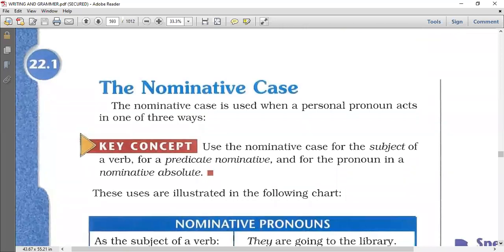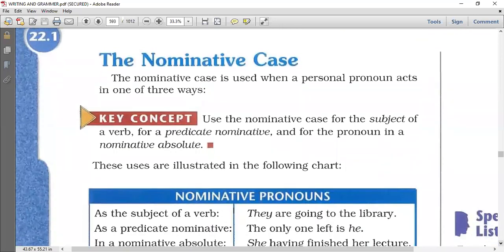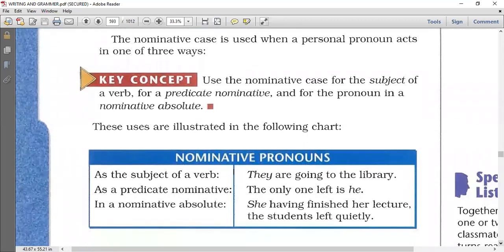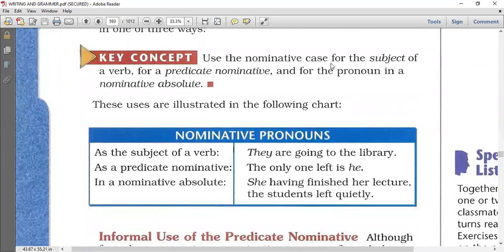The nominative case. We'll study them case by case. The nominative case is used when a personal pronoun acts in one of 3 ways. We said the most famous one is the subject of the sentence. Use the nominative case for the subject of a verb, for a predicate nominative, which, as you know, comes after a linking verb, and for the pronoun in a nominative absolute. We'll see the example here.